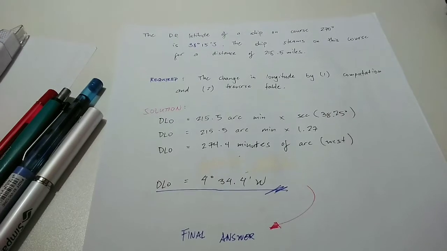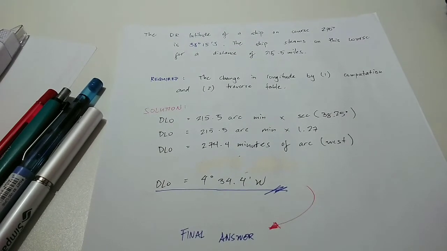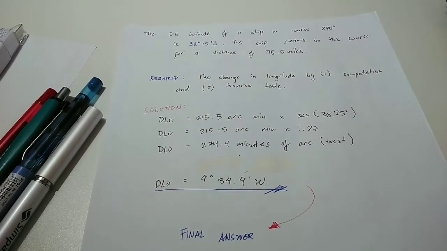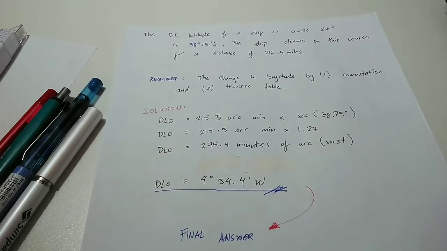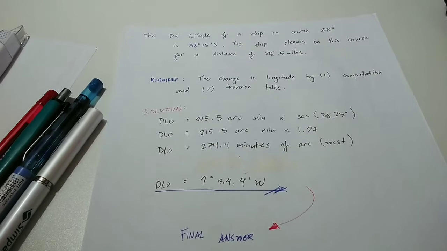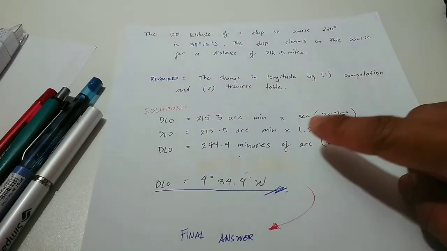Hello guys, I am Cadet Macapilar. I'm discussing now parallel sailing and getting the final answer using the traverse table. The DR latitude of a ship on a course 270 degrees is 38 degrees 15 minutes south. The ship steams on the course for a distance of 215.5 miles. It is required to get the change in longitude by computation and by traverse table. Then this is the solution.